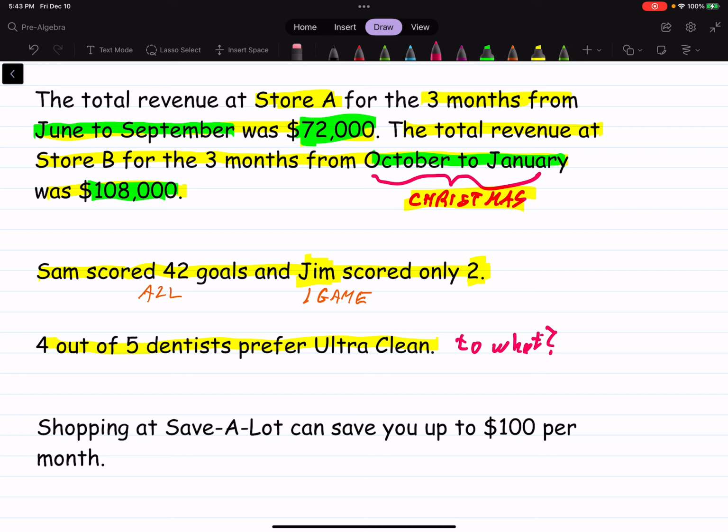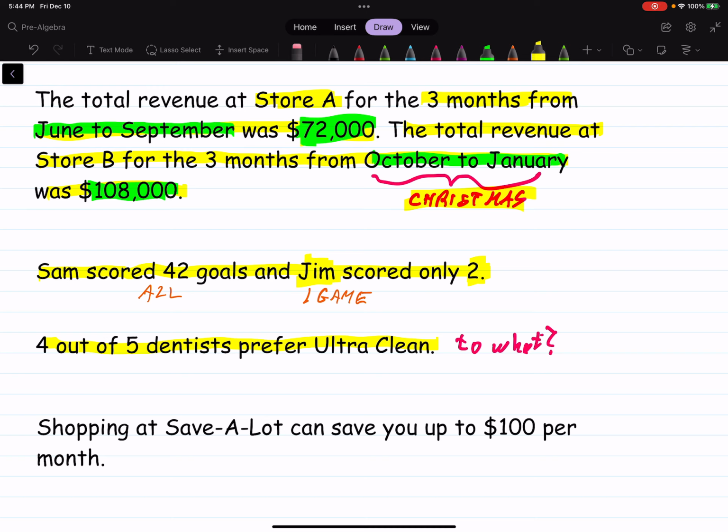Also, in real life, a lot of times surveys like this allow dentists to pick 2 or 3 brands, and thus UltraClean could be one of the 2 or 3 and actually end up being preferred by 4 out of 5, but their competition could also be preferred by 4 out of 5. We don't know enough about how they did their survey.